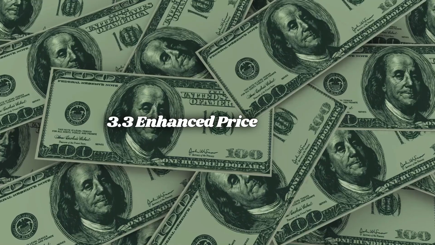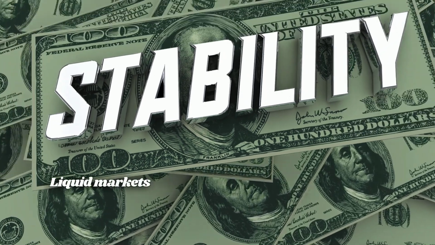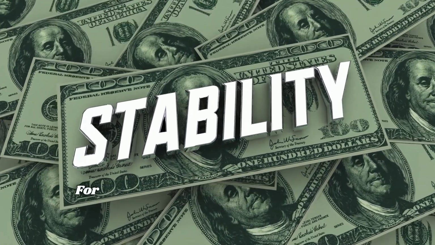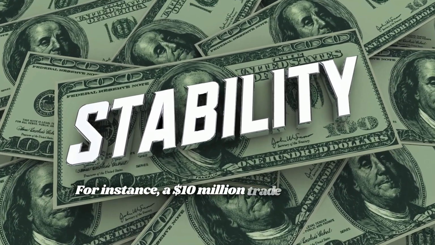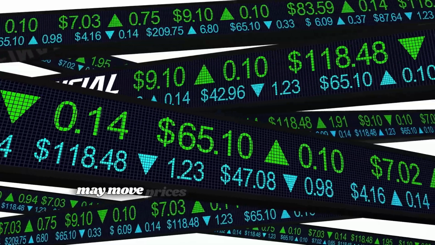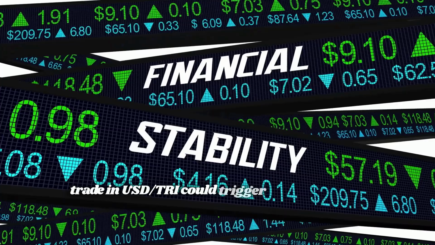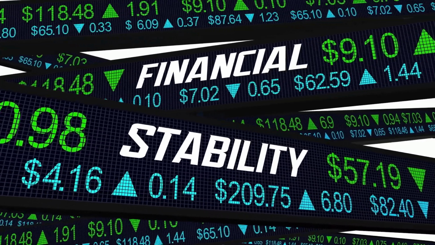3.3 Enhanced price stability. Liquid markets absorb large orders without drastic price changes. For instance, a $10 million trade in euro to US dollar may move prices by 0.5 pips, while the same trade in USD/TRY could trigger a 50 pip swing.